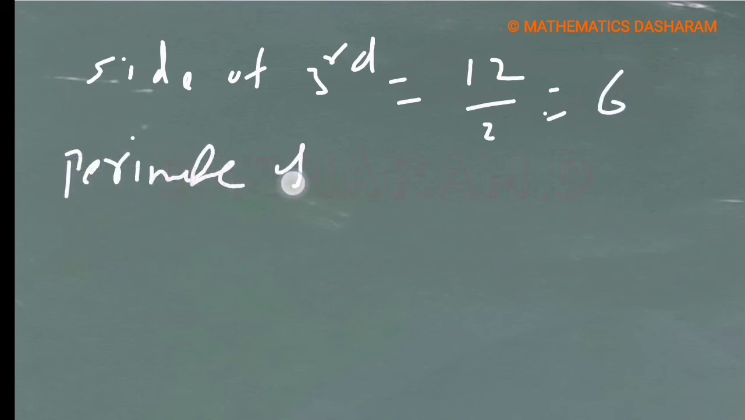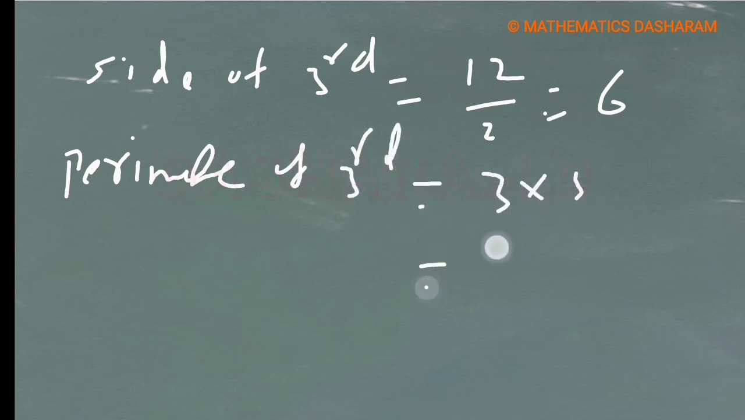Exactly half of the previous triangle. So that means 12 by 2 equals 6. So now the perimeter of the third equilateral triangle is 3 into side. So 3 into 6 equals 18 centimeters.